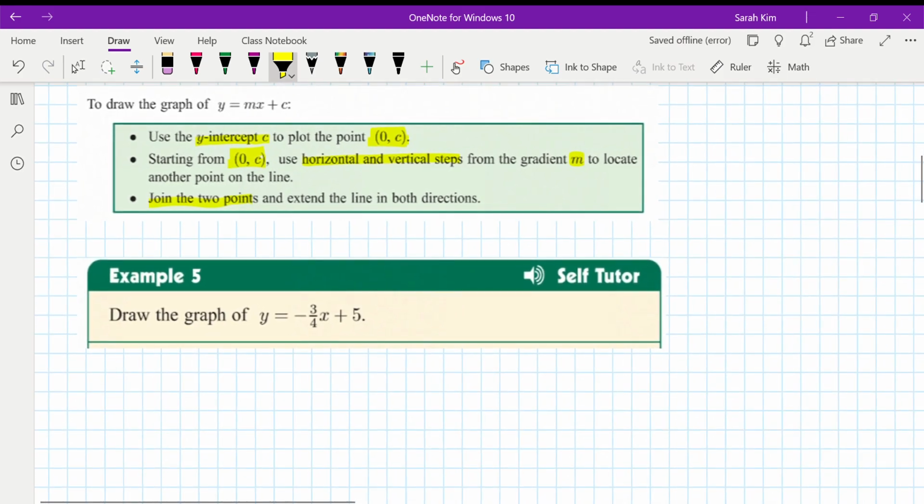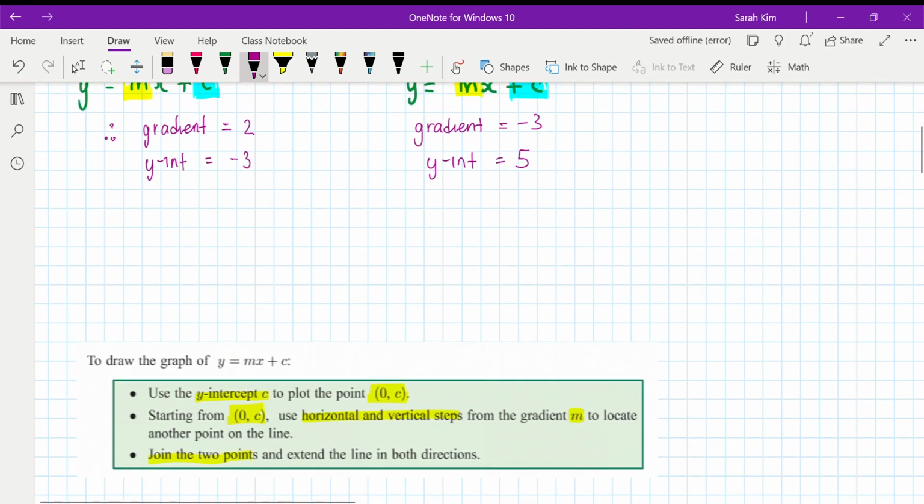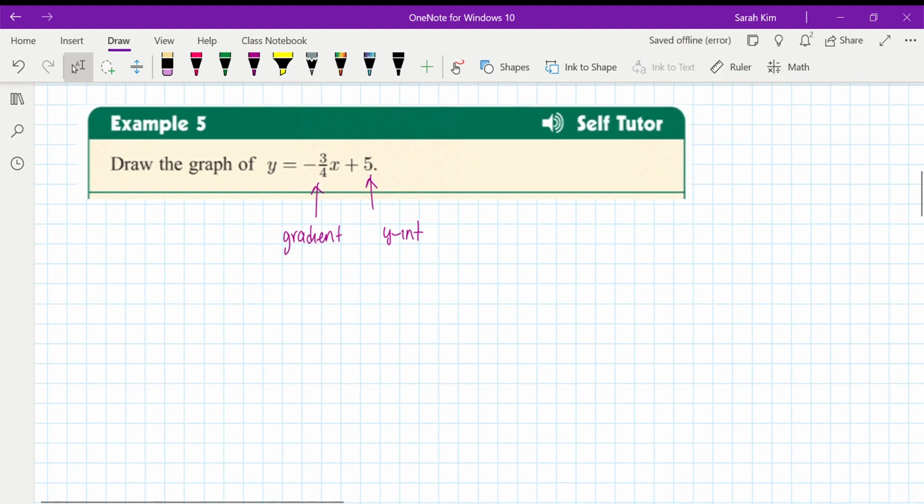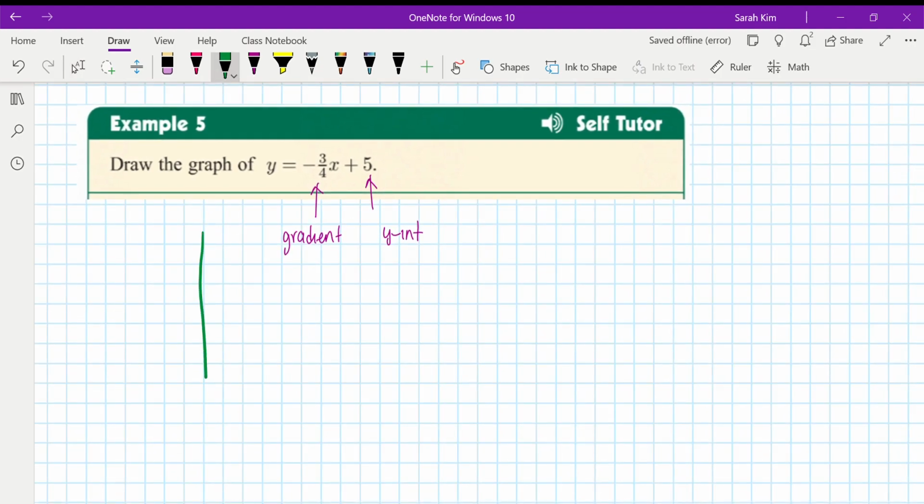We just now have to figure out what my y-intercept is and the slope from this equation, which I know. So this is my gradient. This is my number by itself, the y-intercept. Hopefully you practiced it enough in these sort of questions that you can identify it really easily. So first things first, I draw my axes. And what I want to do is draw my y-intercept first. My y-intercept can be written as a coordinate.